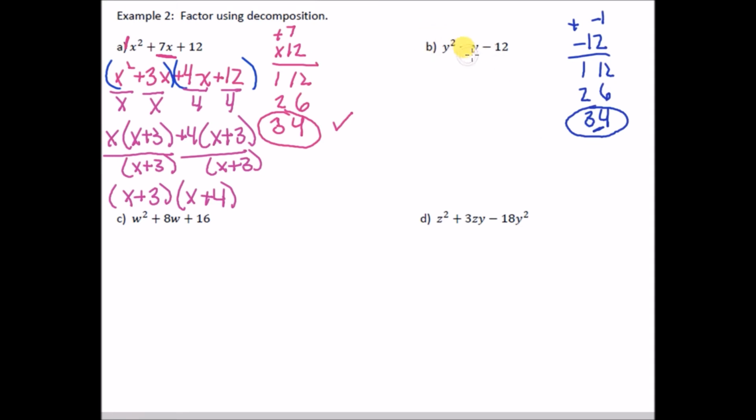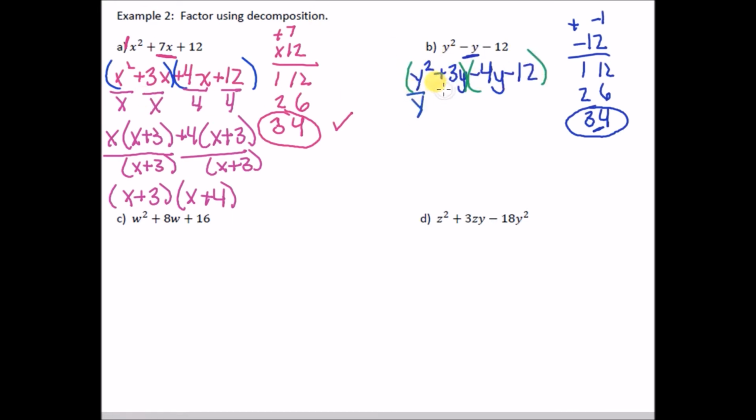So we're going to rewrite this middle term as plus 3y minus 4y. Okay, so a little bit similar over here, but a different number that we added up to. And again, 3 minus 4 is just negative 1. So we're not changing this equation. We're just rewriting it to look a little different. Okay, now we just factor by grouping.